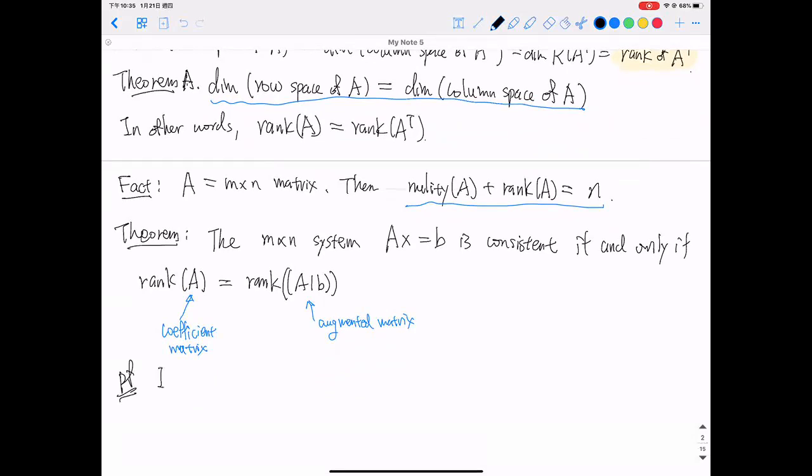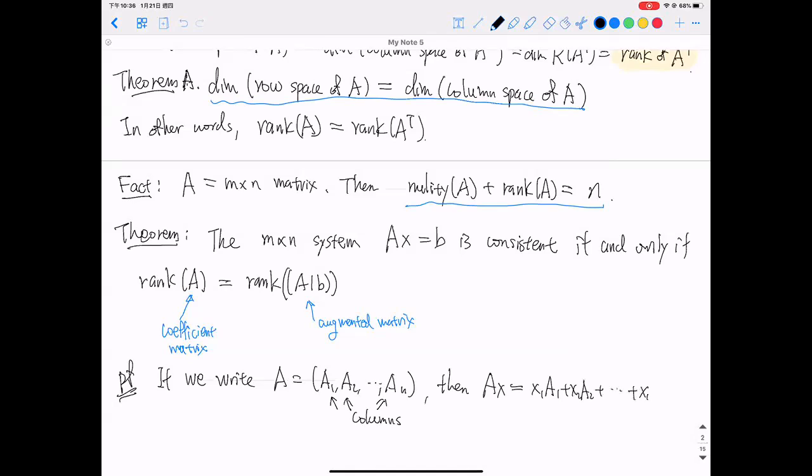Now, if we write, as we did before, the matrix A in column form, A1 through AN columns, then AX is equal to x1 a1 plus x2 a2 plus ... plus xn an.